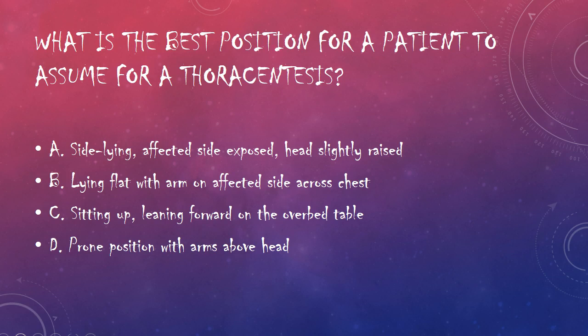So maybe that's side lying with the affected side exposed with the head slightly raised. Well, again, if you're lying on your side, your lung fields aren't really going to be open. So what you want to do is sit up and lean forward on the overbed table, because sitting up helps open up your lungs, and leaning forward will help get the intercostals separated so that the provider can get in there.